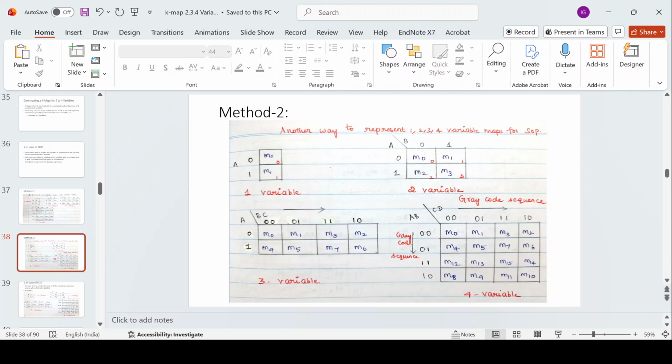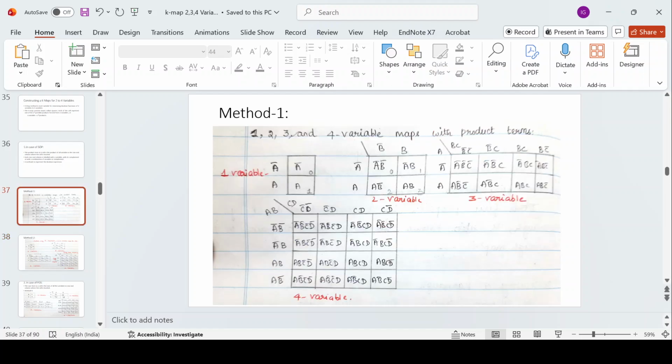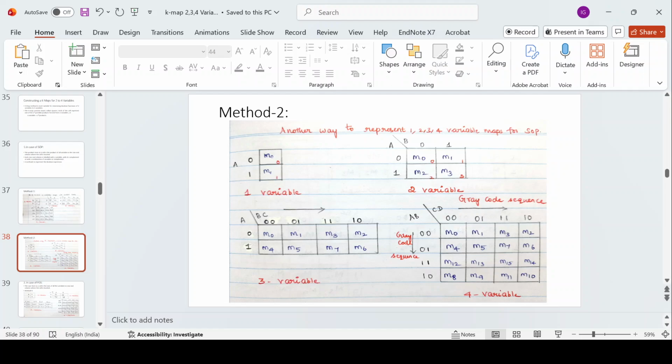Method 2: in this method, we represent each cell in the form of min terms, like M0, M1, M2, M3. In the same way, we can represent one variable, two variables, three variables, and four variables.